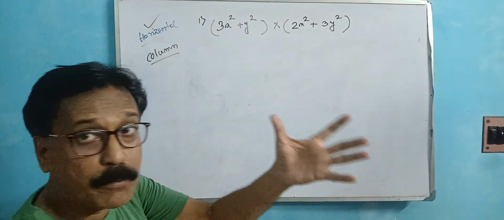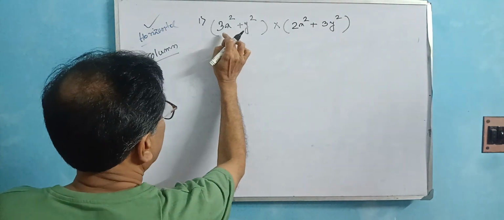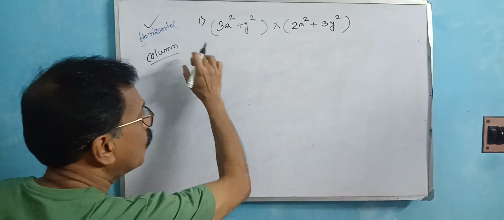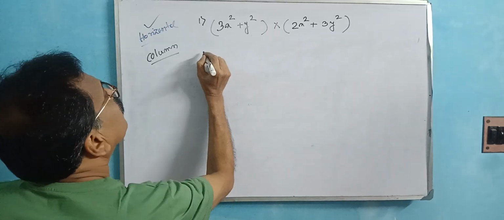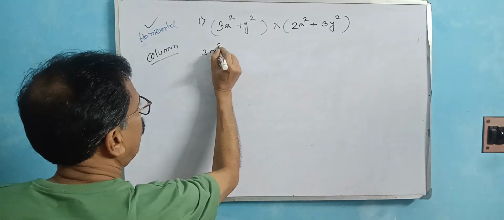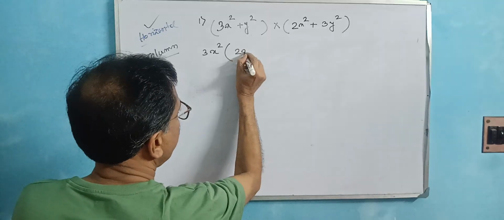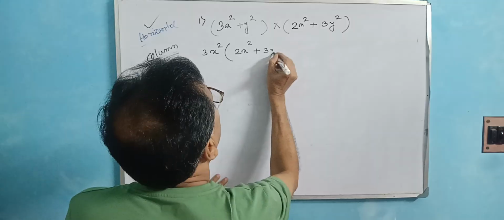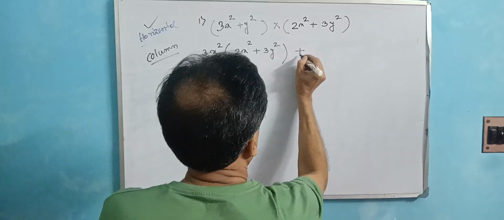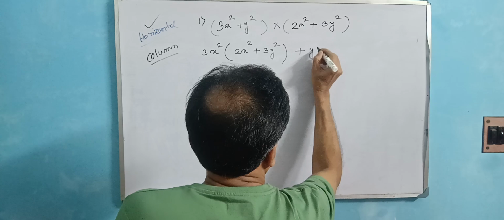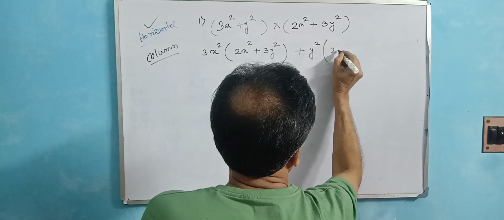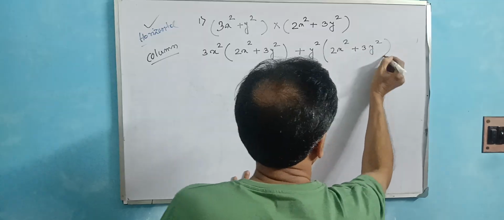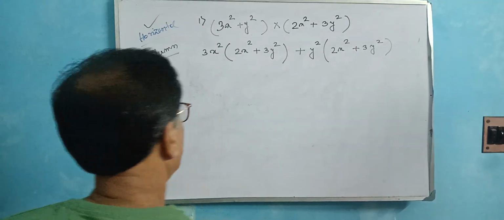What is the process? You multiply this with this, and next this with this. Horizontal means written this way. So write 3x square, bracket 2x square plus 3y square, plus y square, bracket 2x square plus 3y square. No problem, very easy, just do it.